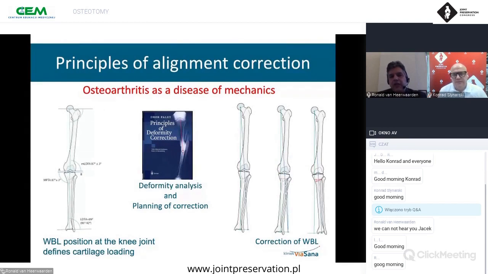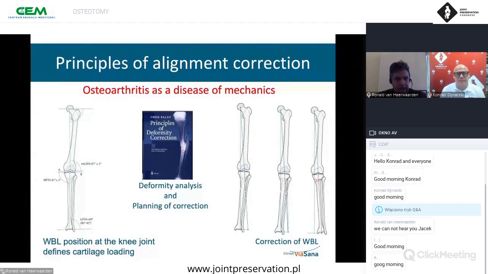Osteoarthritis as a disease of mechanics, that's one of the principles of alignment correction. If you want to treat the disease, treat the malalignment. And this is all described in the book of Dror Paley, which handles deformity analysis and planning of correction. The weight-bearing line position, and that will be the topic in many of the other talks today, is key to what you're gonna do with your osteotomy.